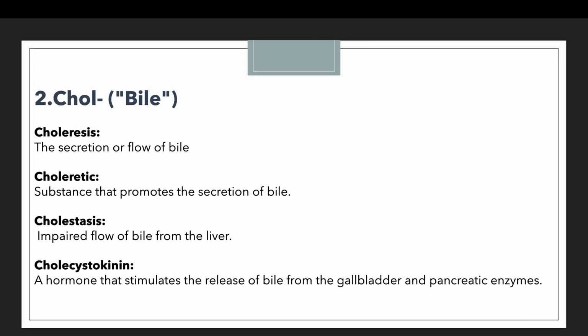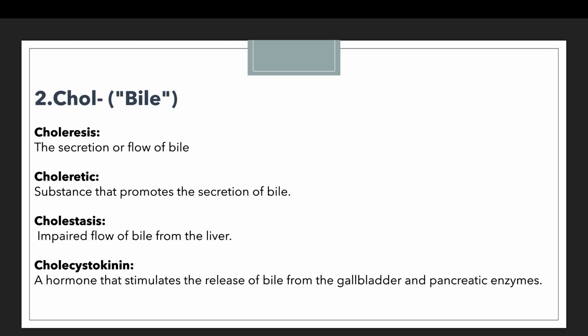Then we have colorectic. Now what is colorectic? It is just a substance that promotes the secretion of bile. For some medical reason, let's say if we want to promote the secretion of bile in a body, then we will use one substance, and that substance is known as colorectic, a substance that promotes the secretion of bile.